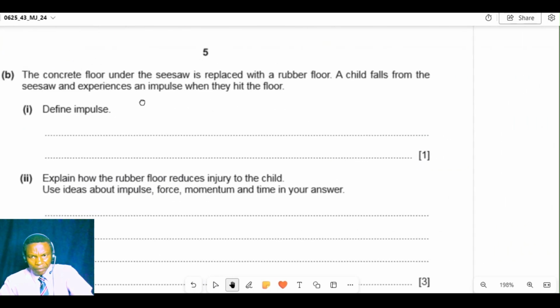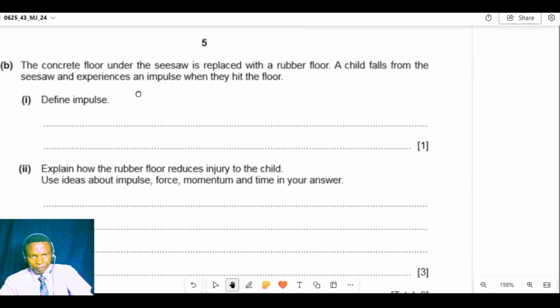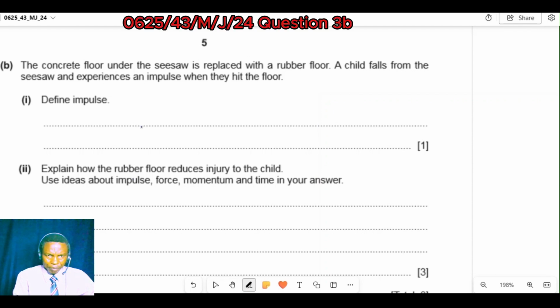So the B part of the question: the concrete floor under the seesaw is replaced with a rubber floor. Then a child falls from the seesaw and experiences an impulse when they hit the floor. Define impulse.